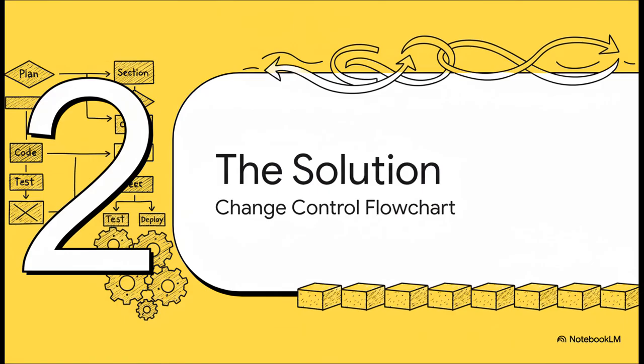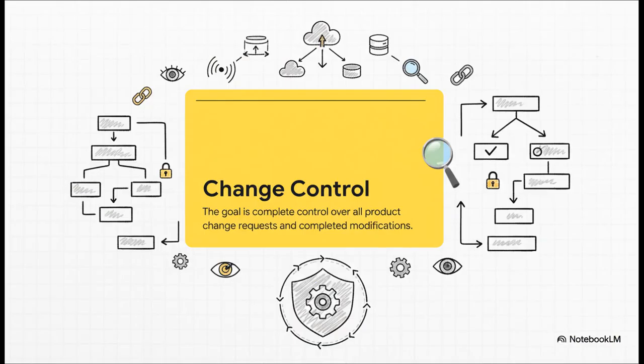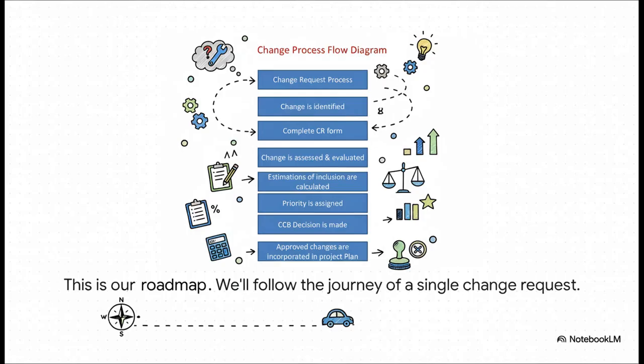Okay, so how do we avoid that disaster? You guessed it, with a clear, repeatable process. Let's take a look at the actual solution that brings sanity back to software development. The goal here is really simple, but also really powerful: complete control. The point isn't to stop change, not at all. It's to understand every single request, to track every single modification, and to make sure nothing gets lost or breaks the whole system. And here it is. This flowchart is our roadmap for the rest of this explainer. What we're going to do is follow one single change request, all the way from that first box at the top, step by step, down to the very last one.